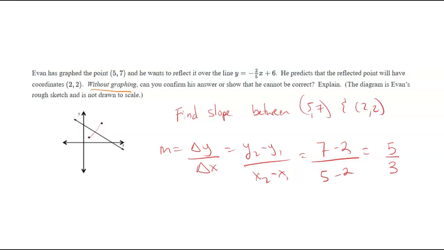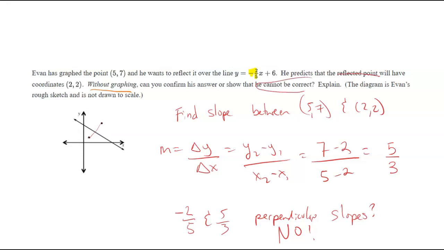Now, my slope was right here, negative 2/5. The x should not have been circled. Let me try that again. I'm just going to highlight it. Let's see if that's easier. There we go. So the question to ask ourselves is, are 2/5 and 5/3 perpendicular slopes? Is that really true? The answer is no. So the reflected point is wrong, so he cannot be correct.